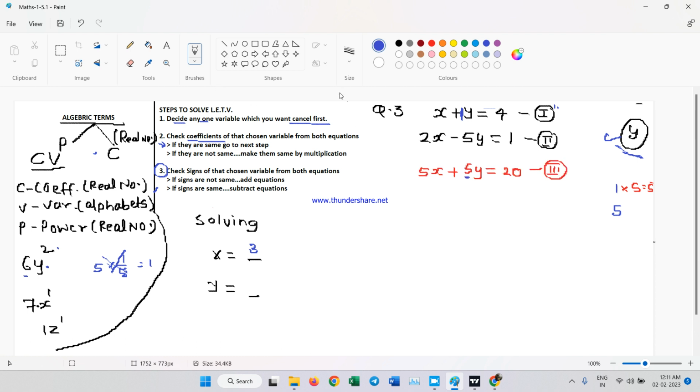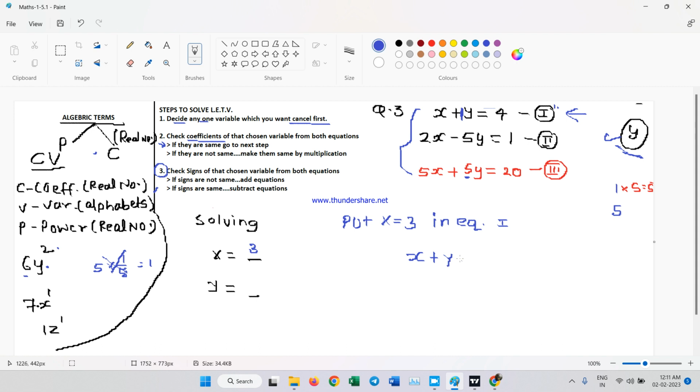Now as you can see, we got the value of one variable, and now we are going for the other value, that is the value of y. Now guys, I can use any one equation from the set of equations, and I will advise you to choose the simplest equation. And as you can see, the simplest equation is equation number 1. So what we are going to do is put x equals 3 in equation 1.